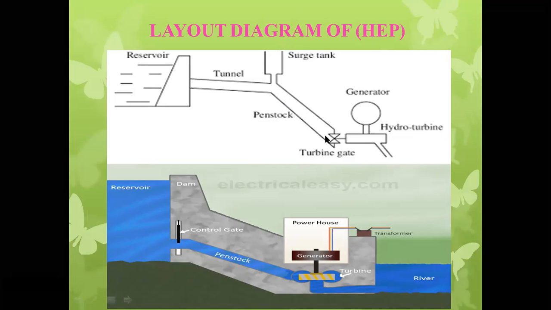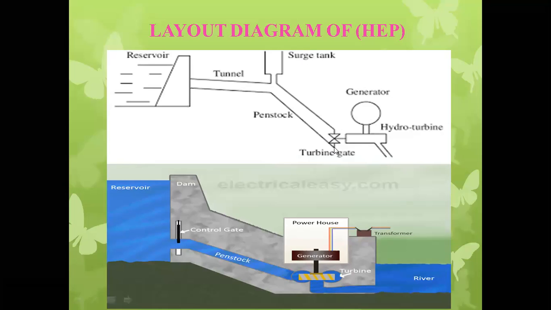Then this one is what? Penstock. Penstock is also a cement concrete channel, or sometimes it may be a metallic structure. It may be a metallic pipe, or a cement concrete pipe. This penstock will also transport the water up to the turbine. See over here, this is the surge tank. We will see what the exact role of this surge tank is.